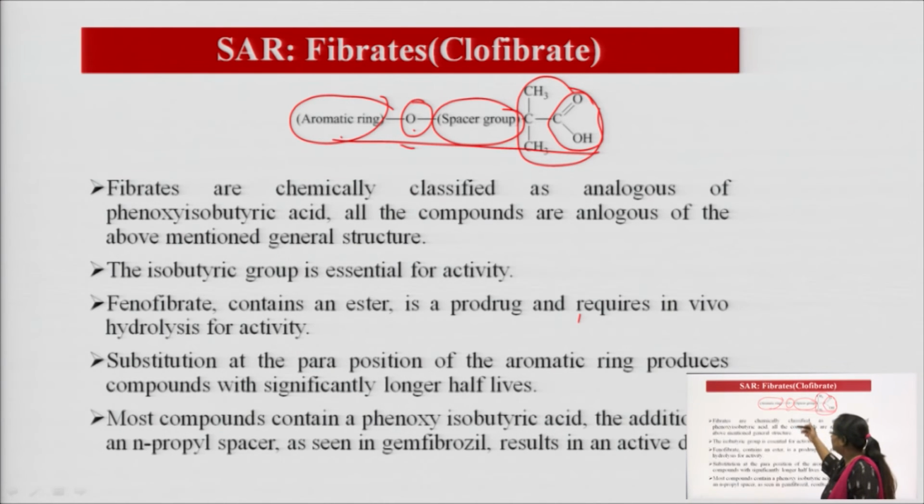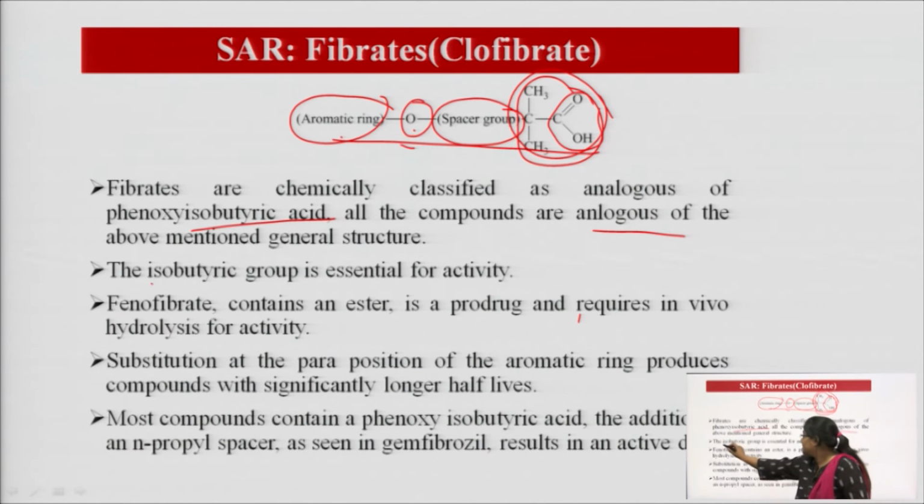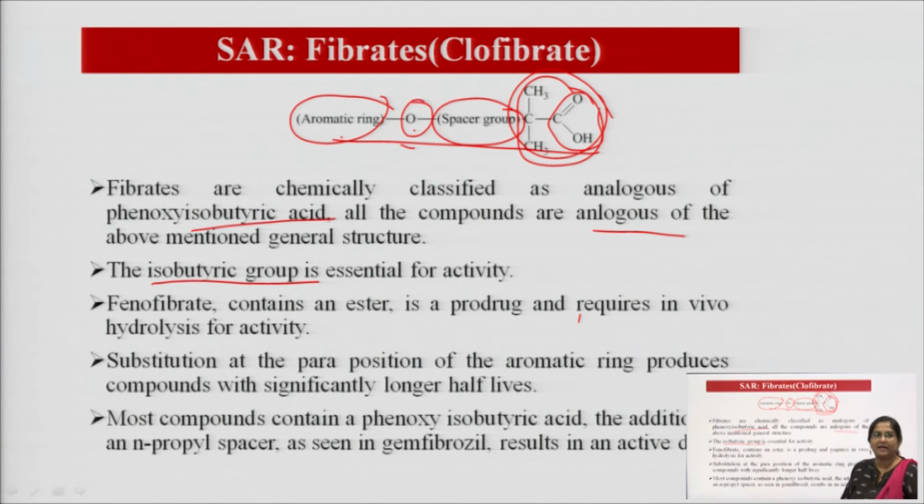So, we can write down the SAR of fibrates. Fibrates are chemically classified as analogous of phenoxy isobutyric acid. All the compounds are analogous of isobutyric acid, as we have seen in certain places. It is a very important group for activity, that means the isobutyric group is very important for its activity.